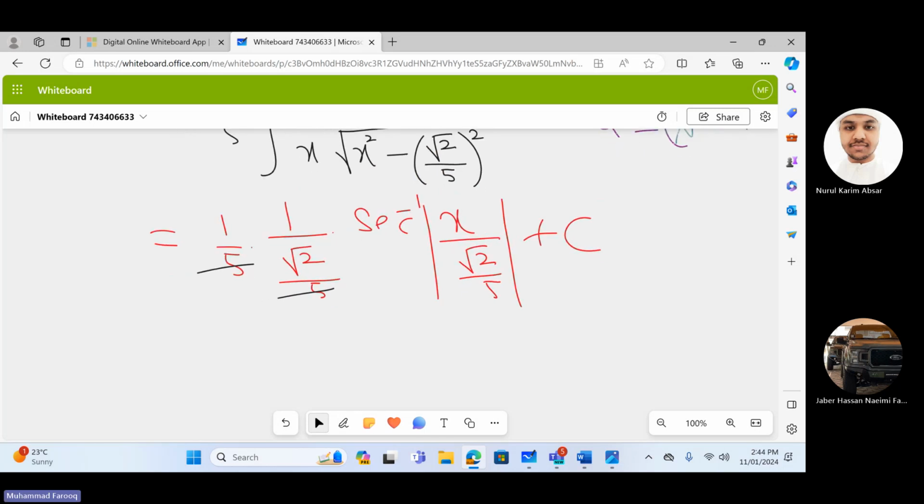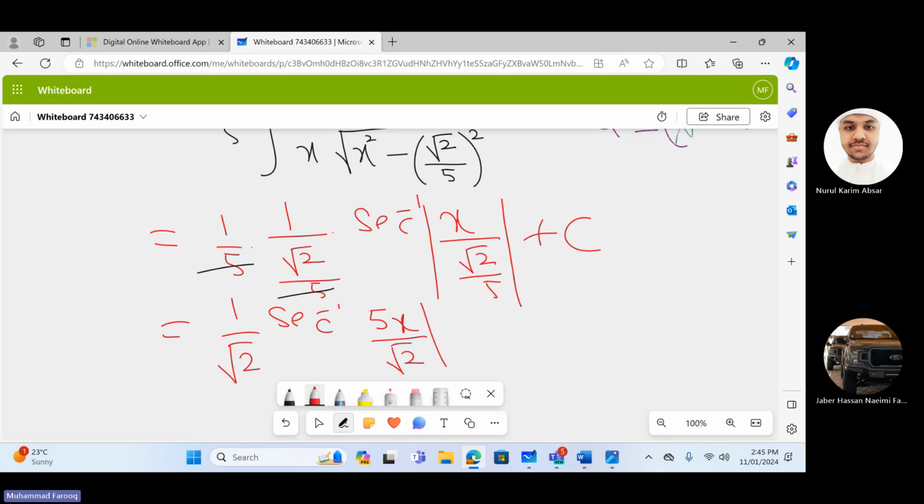Now, what do we have here now? So flip. I do not flip because if flipped the same, I can cancel. Oh, yes, exactly. So now here is 1 over square root 2 secant inverse, and yes, 5 will go up. You get now 5 times x divided by square root 2 with the absolute value, plus c.